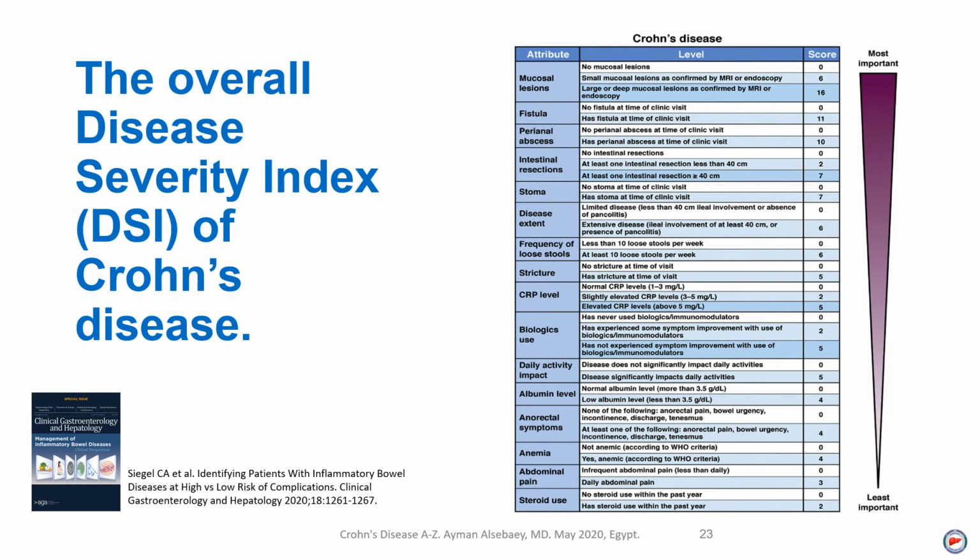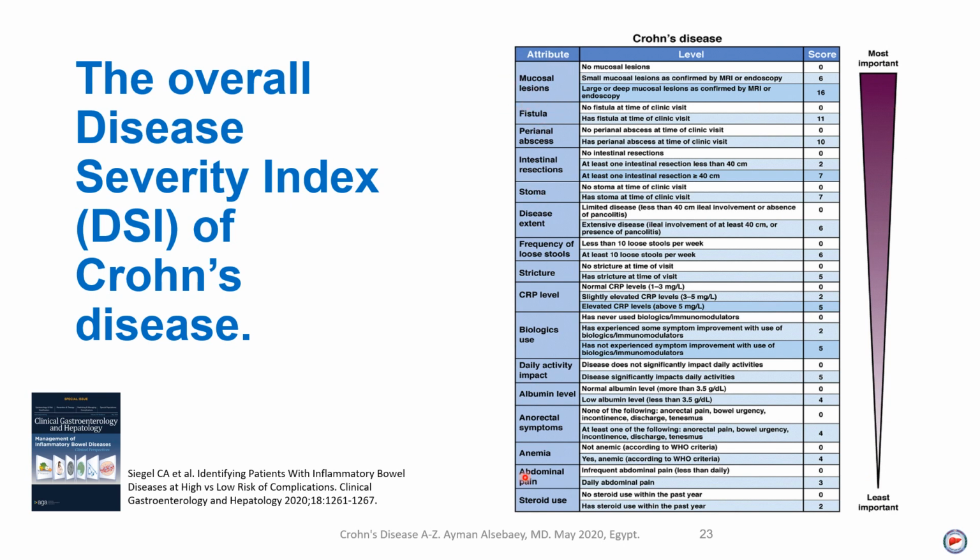Another score which is under research now, also published in Clinical Gastroenterology, is called the Overall Disease Severity Index, ODSI, of Crohn's disease. If we look at it carefully, you will find that this is an inverted pyramid. This is an inverted pyramid, okay?